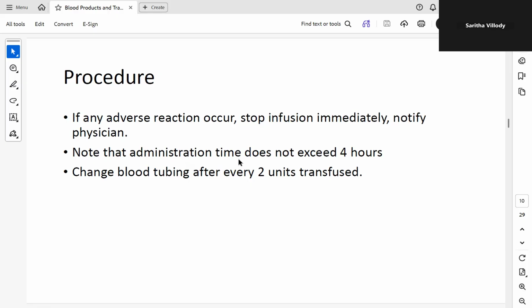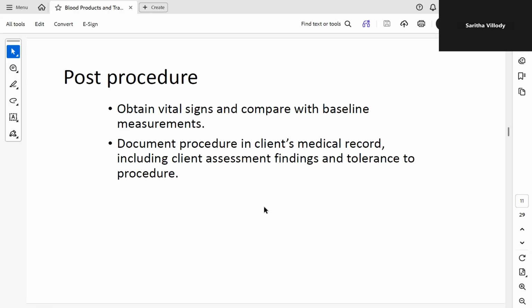Blood tubings are usually changed every 2 units transfused, or the maximum recommended time is 4 hours. And sometimes the package will also say how long you can use a certain type of filter and tubing. So those recommendations usually come on the packages too.